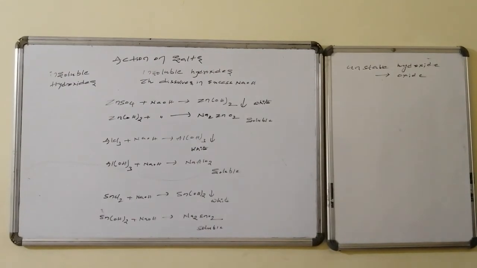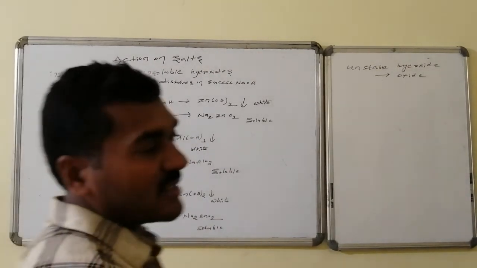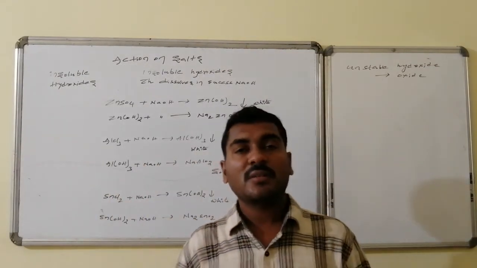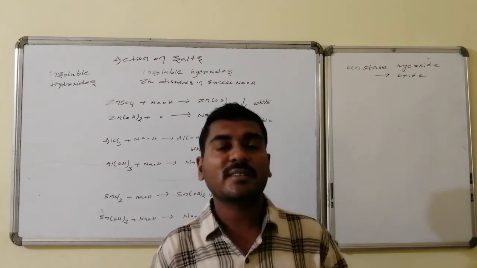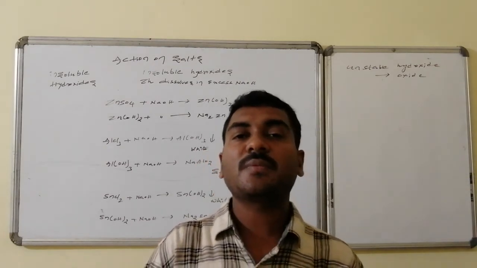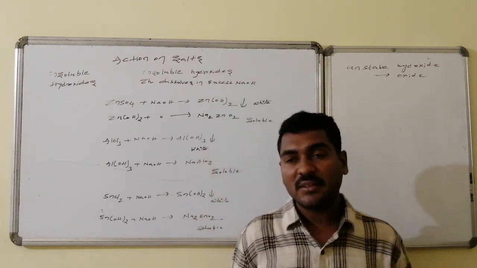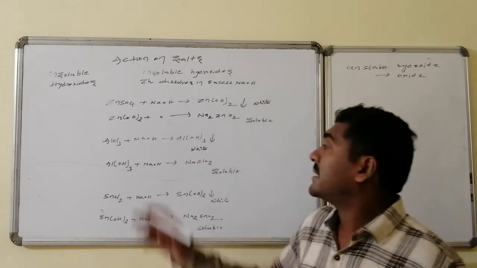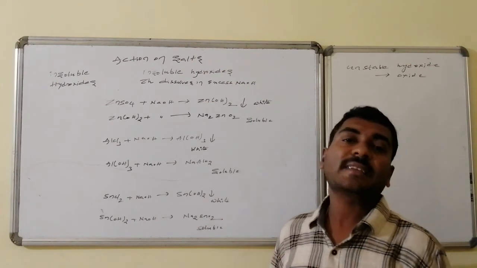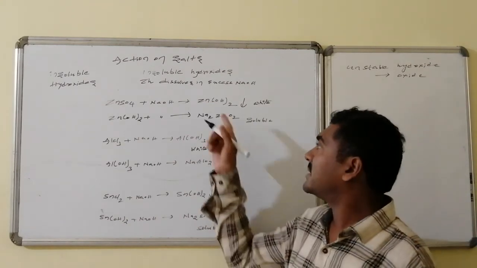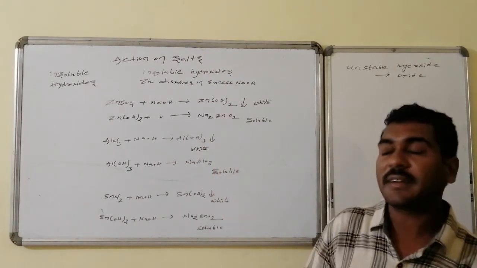Case 2, whereas these particular salts on reaction with sodium hydroxide form corresponding precipitates, but on reaction with an excess amount of sodium hydroxide, once again that leads to the formation of aqueous, that is soluble, components. That is, zinc sulfate forms zinc hydroxide, which is a white precipitate, but excess sodium hydroxide dissolves that zinc hydroxide in the form of sodium zincate.